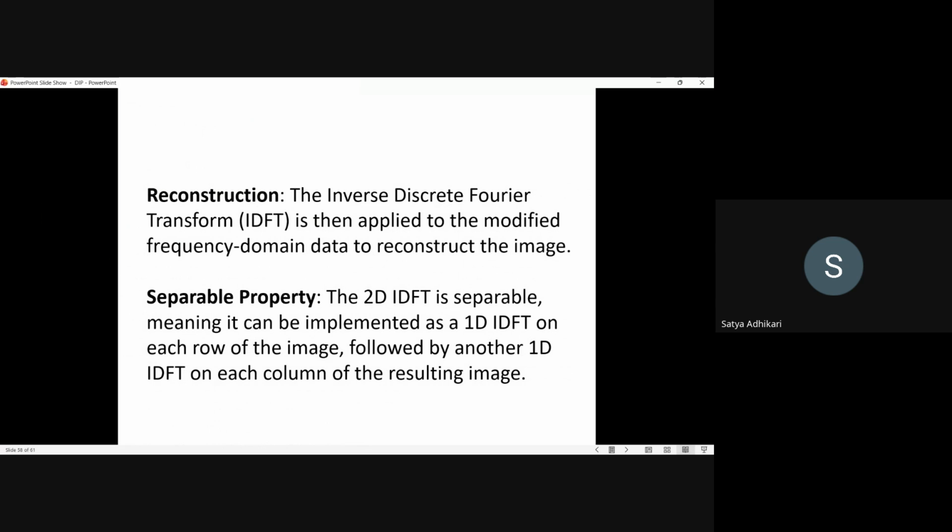The IDFT is then applied to the modified frequency domain data to reconstruct the image. Once the manipulation is done, you convert back to the original domain, that is the spatial domain. The 2D IDFT is separable, meaning it can be implemented as a 1D IDFT on each row of the image, followed by another 1D IDFT on each column of the resulting image.